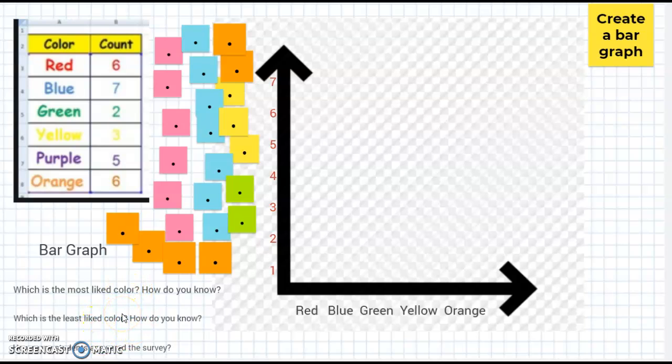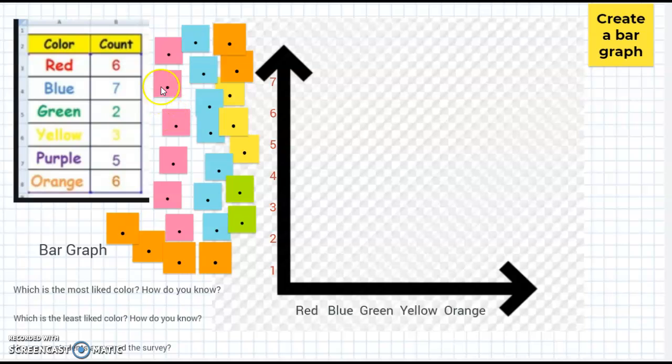lower left-hand corner. So to create the bar graph, I noticed that my numbers are on the left-hand side or the y-axis, and the colors are on the x-axis or the bottom: red, blue, green, yellow, orange. So I'm going to look at my chart here, and this is my data.